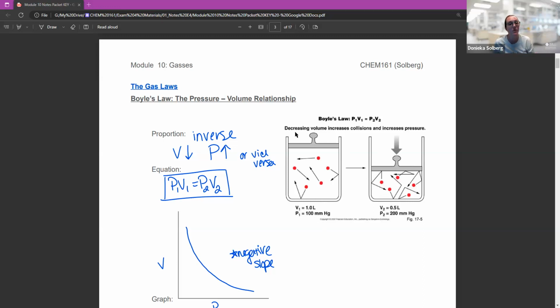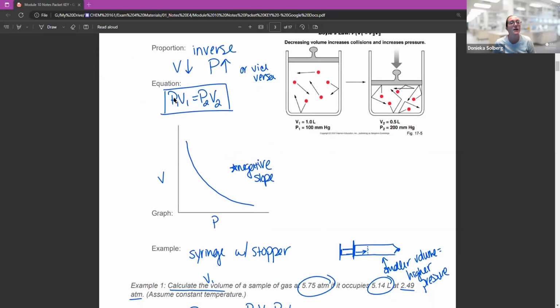The equation for Boyle's law, once we do a little bit of rearranging, is this: P1V1 equals P2V2. That means that your initial pressure times your initial volume is going to be equal to your final pressure times your final volume. Because if you look at this, as pressure goes up, like say pressure has to get higher over here, volume is going to have to go down so that this value equals this value. So this is our inverse relationship.